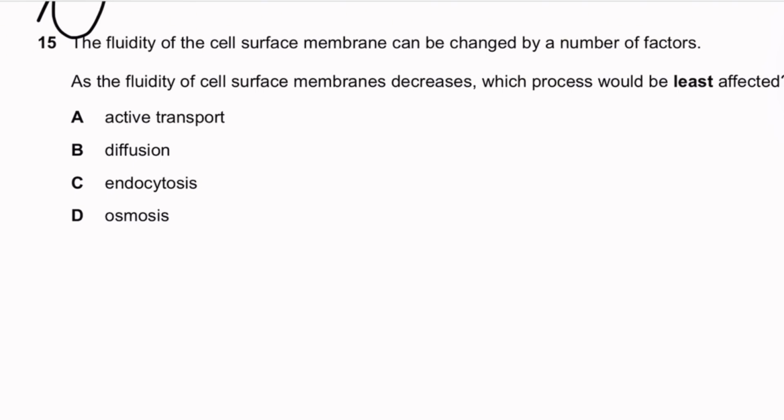However, things that pass via protein carriers or channel proteins are not going to be affected by the fluidity of the membrane. They don't pass through the membrane itself. Therefore, active transport and facilitated diffusion are actually going to be unaffected. Diffusion is definitely going to be affected. Endocytosis also includes the formation of vesicles. It also includes things to do with the membrane, so it still might be affected by this membrane change. And osmosis is the same situation, so the answer is active transport.